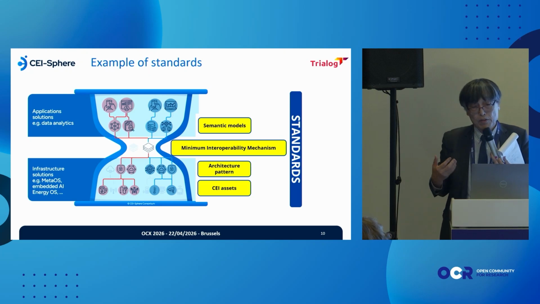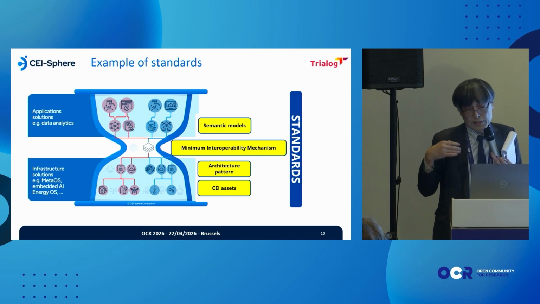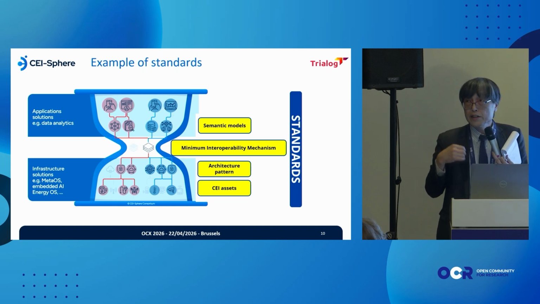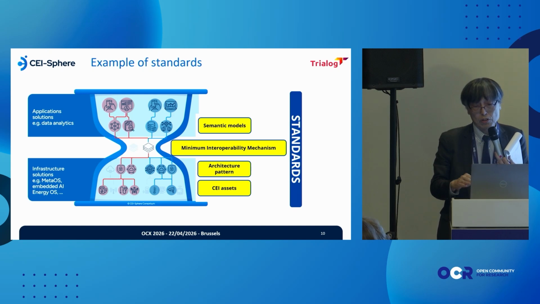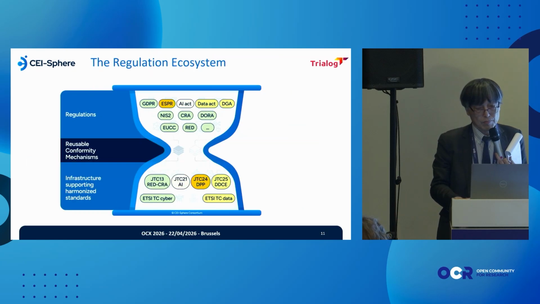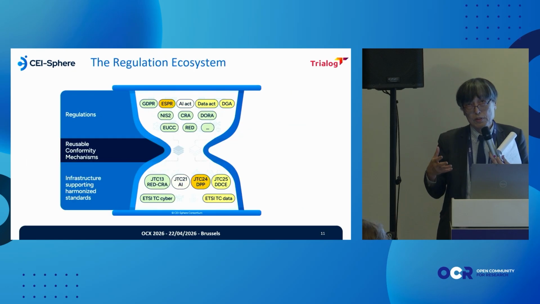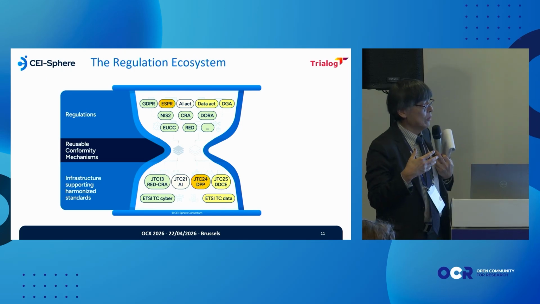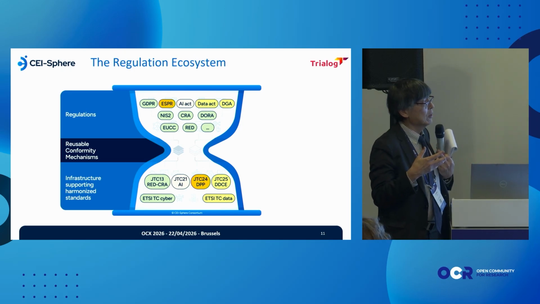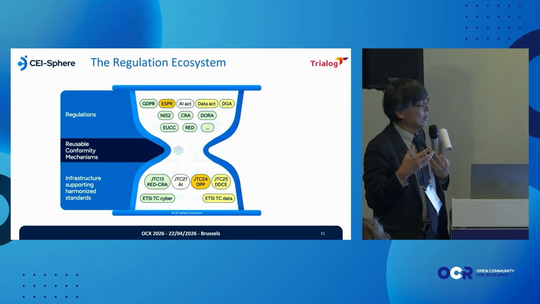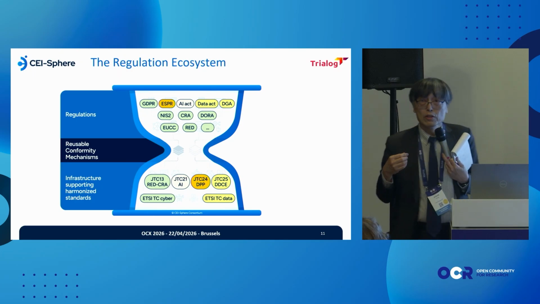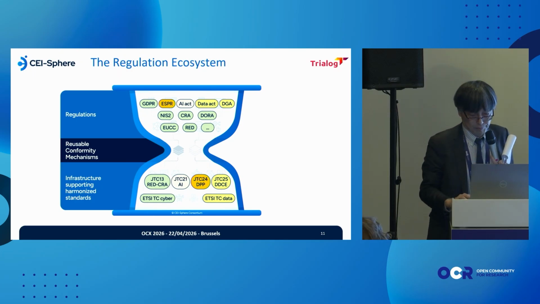Here is an example of standards where we can focus on CEI assets, architecture patterns, minimum interoperability mechanisms, and on top, semantic models for the users. So you can also use it for regulation. Below you have standards, on top you have regulations, and you want to have reusable conformity mechanisms.